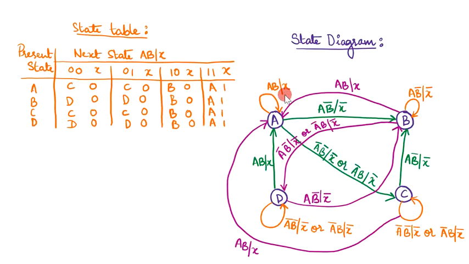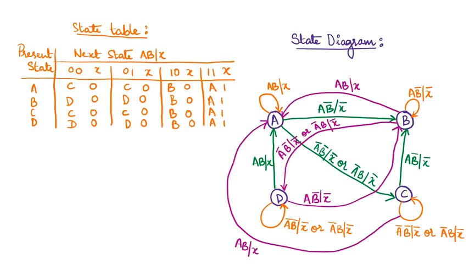Another example, let me consider A to C. There are two cases that occur: when you have the transition with inputs A bar, B bar and X bar, or you have A bar, B and X bar. That is why this transition is also represented as an OR, because there are two cases in which you jump from A to C. So this way it is easy for you to deduce the state diagram.